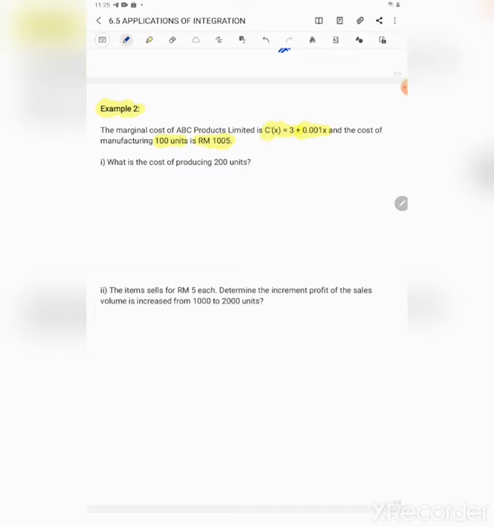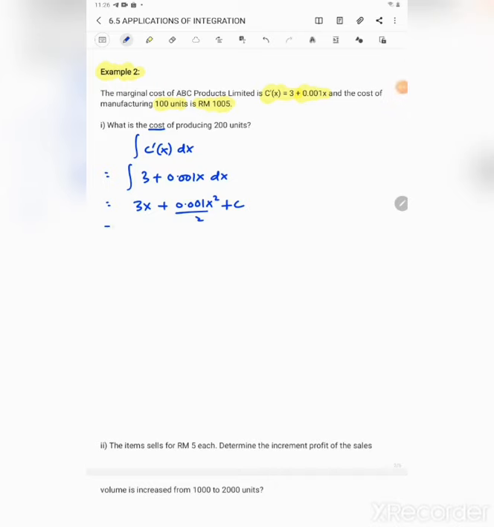So here we want to use cost. To find cost, you have to integrate C prime. So we substitute the function, 3 plus 0.001x dx. Integrate this, we get 3x plus 0.001x squared divided by 2 plus c. When we simplify, 0.001 divided by 2, we get 0.0005x squared plus c. The value that we get now is C(x).